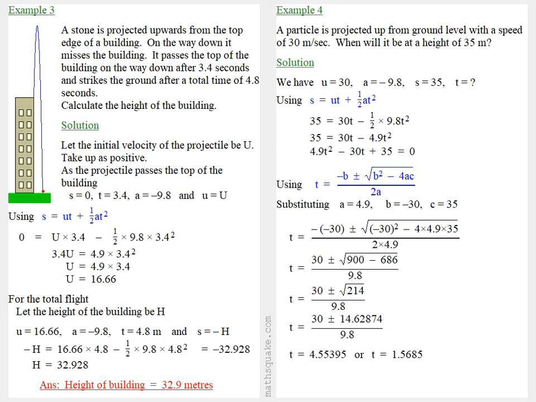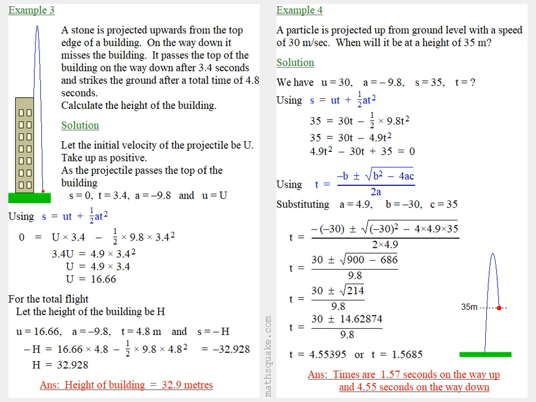Now this gives us two answers, which might seem unusual, but if we look at a diagram, we see there are two answers. The object will pass the height 35 metres twice, once on the way up and once on the way down. And so we have the times are t is 1.57 seconds on the way up and 4.55 seconds on the way down.